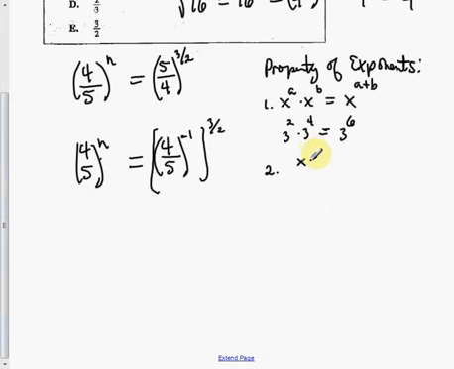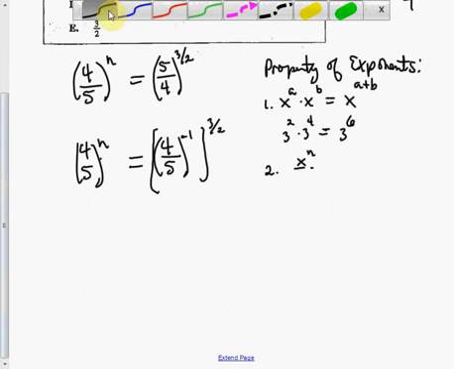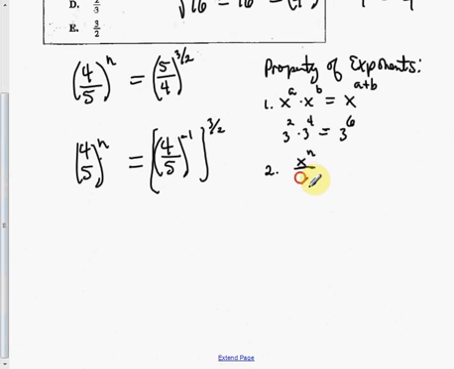x to the n divided by, let's write it like this, divided by x to the m. They have the same base, so this is x to the n minus m. Have you seen this before? It's the laws of exponents.